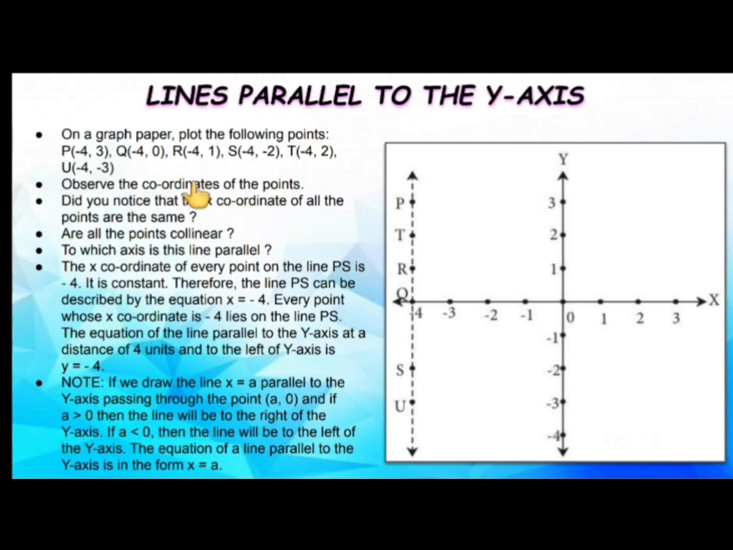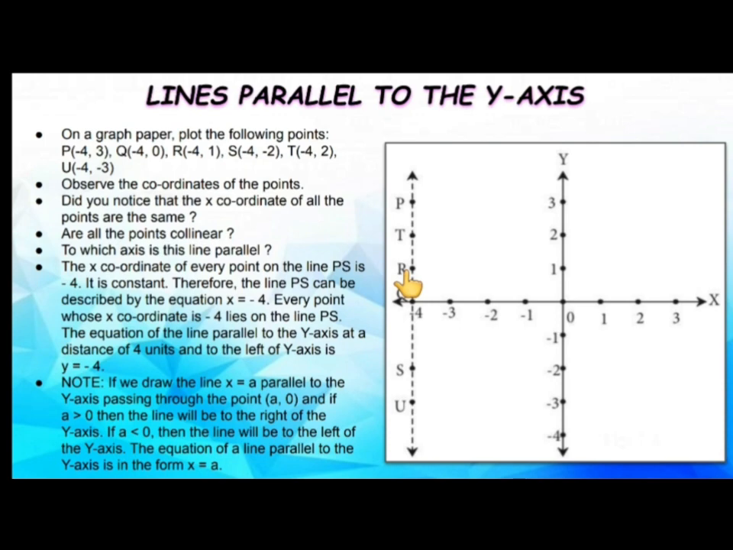Now our next point is given to be (-4, 1). So the x-coordinate is minus 4. So on the x-axis we have minus 4 here. The y-coordinate is 1. On the y-axis we have 1 here. So the location of point R will be the intersection of these two coordinates, which is here, right?